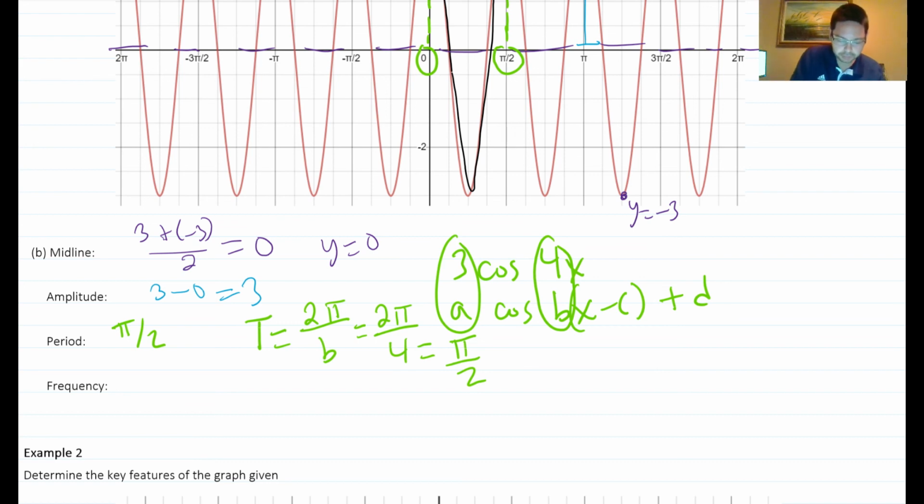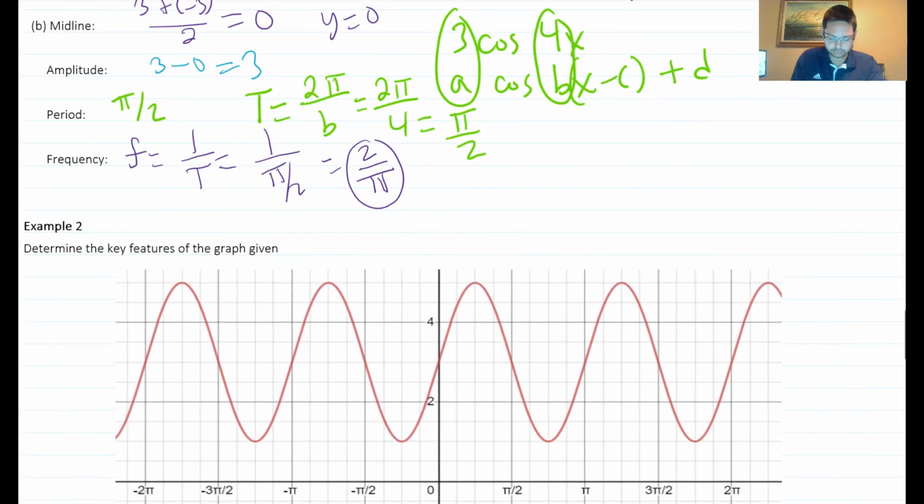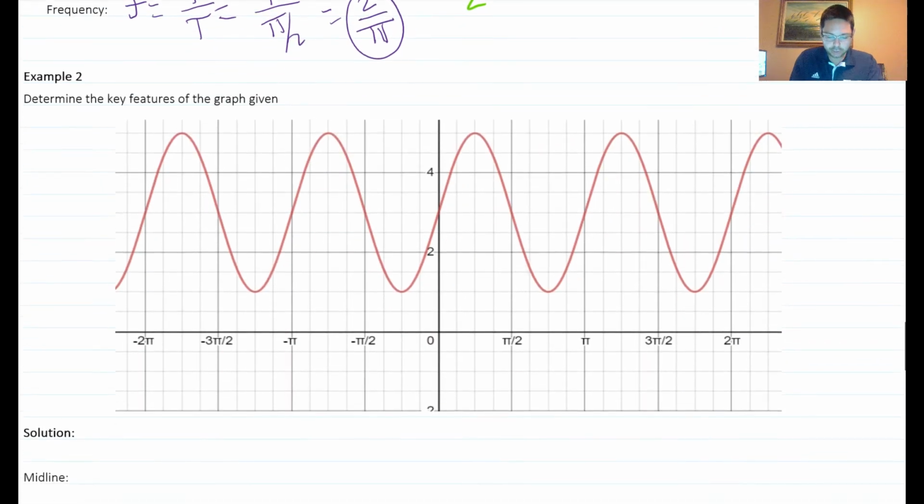To do the frequency, we do 1 over T. And so it's 1 over the pi over 2. So you just got to flip that, and you get 2 over pi. All right, so that's my frequency, 2 over pi. So now let's do an example.